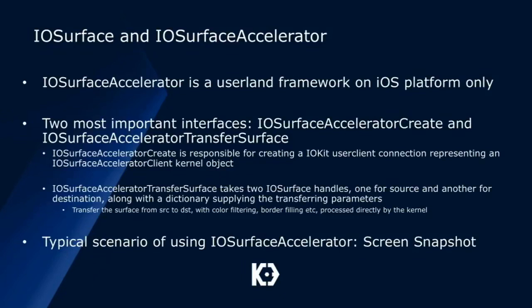There is one typical scenario of using this framework, which is the screen snapshot, where you have your destination IO surface as the receiving buffer, and the system maintains the IO surface for the frame buffer, and you make this transfer, and you can get a screenshot of your current iPhone screen.